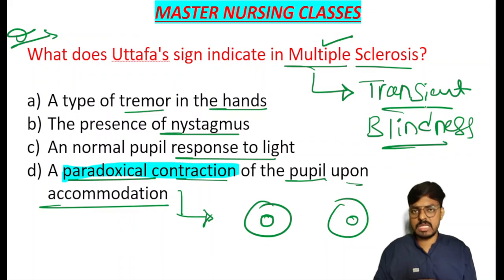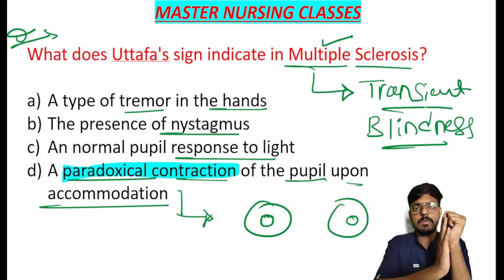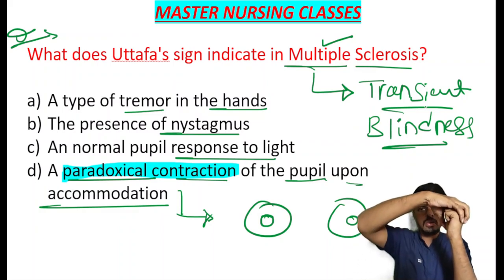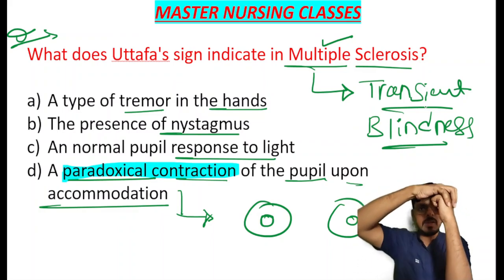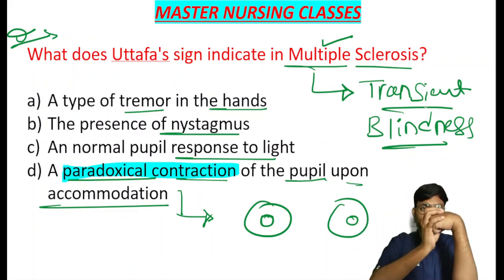So what is the name of the sign? I will give the definition, and you people have to say the name of this sign. This is a patient of multiple sclerosis. I will hold the head of the patient and bend it. I will flex the head of the patient forward.